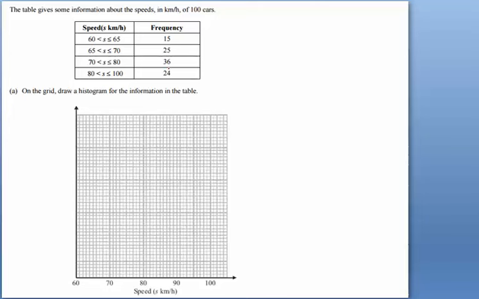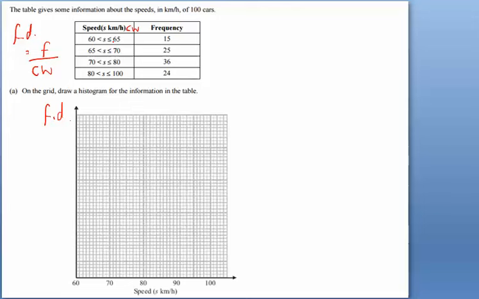So in this problem, we're given information about the speeds in kilometers an hour of 100 cars. So we've got the frequency table here, and then the axes to draw the histogram at the bottom. Notice there's no label on the vertical axis. This one's going to be frequency density. And to calculate frequency density, we do the frequency divided by the class width. The first thing we need to calculate is the class widths. I always write those here.